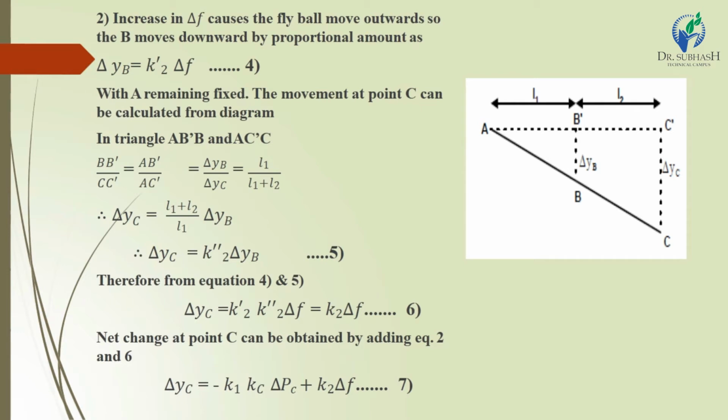Therefore, from equation number 4 and equation number 5, we can write that delta YC is equal to K' into K'' into 2 delta F, which is equal to K2 into delta F. This is known as equation number 6. Net changes at point C we can obtain by adding equation number 2 and equation number 6. That is, delta YC is equal to minus K1 into Kc into delta PC plus K2 into delta F. This is equation number 7.